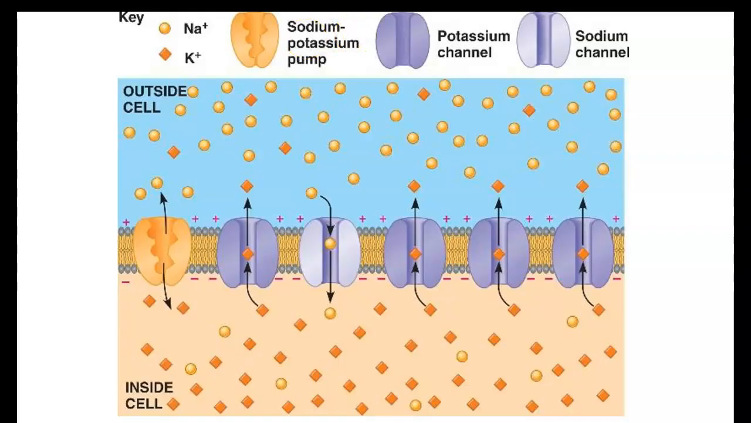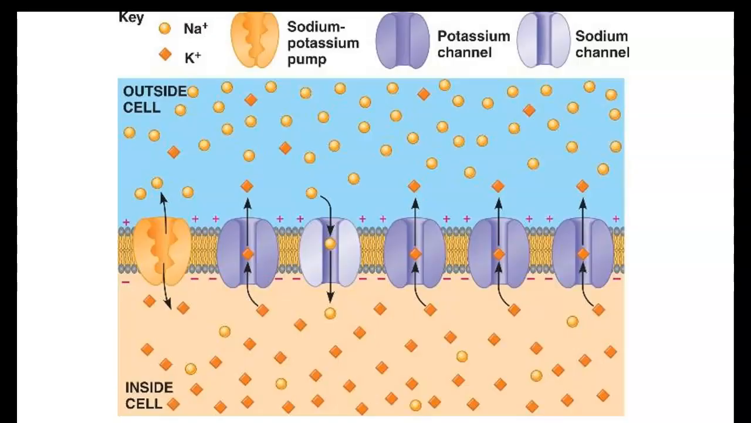What's happening here, the first one is the sodium-potassium pump. For every 3 sodiums that you see being pumped out of the cell, at the bottom you see 2 potassiums being pumped into the cell. That's what this sodium-potassium pump does. It is really important in maintaining the balance of ions in the cells of your body.